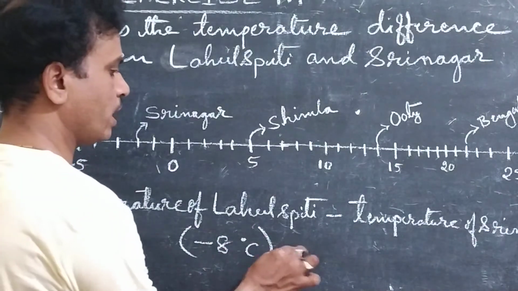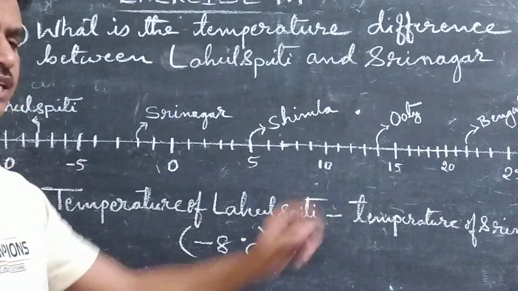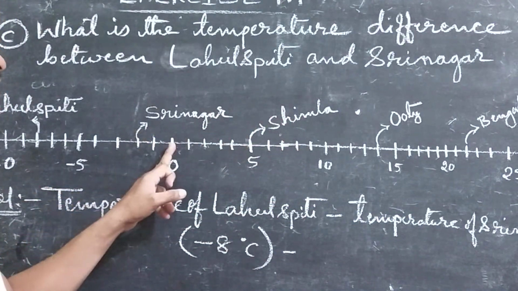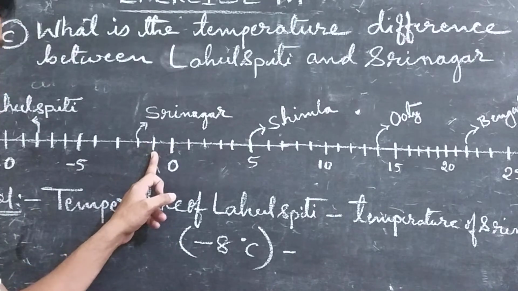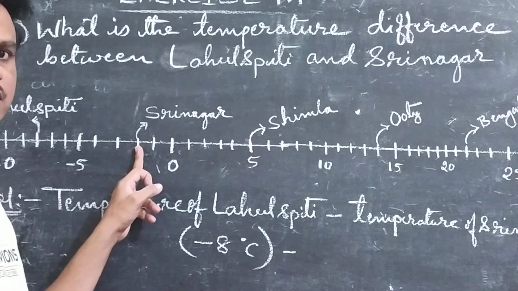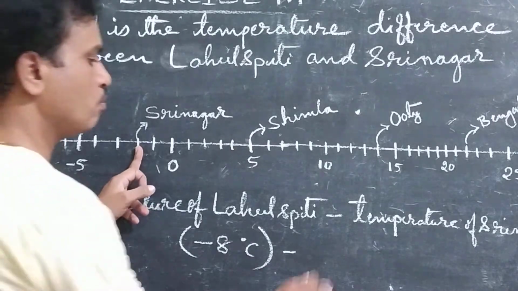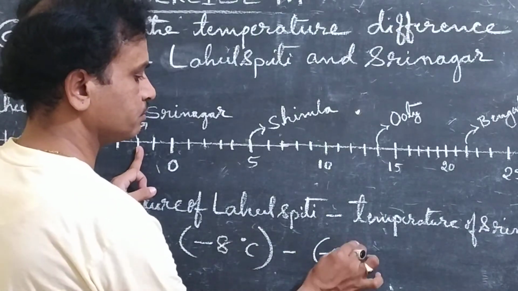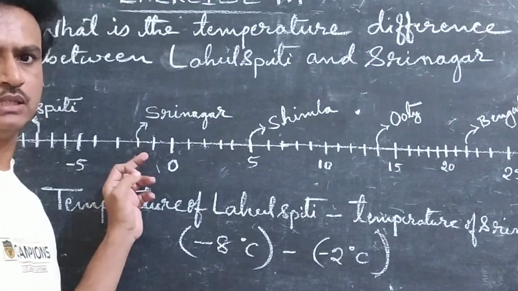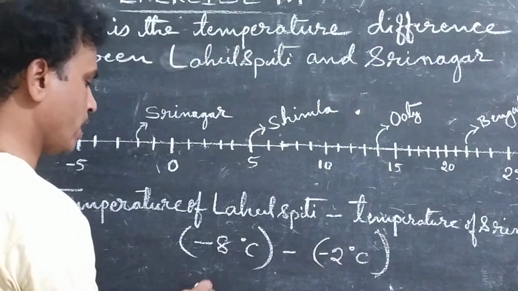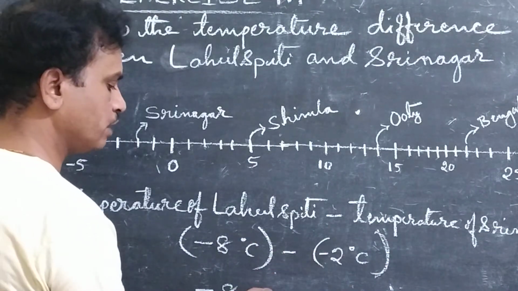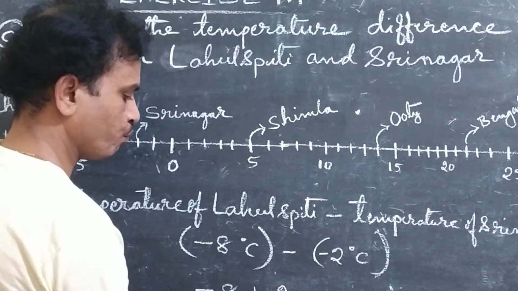Then minus the temperature of Srinagar. Here is Srinagar. After 0 on the left side it becomes minus 1 and minus 2. So this point is minus 2. That means the temperature of Srinagar is minus 2 degrees Celsius. Then minus 8 you take as it is; minus into minus becomes plus 2.